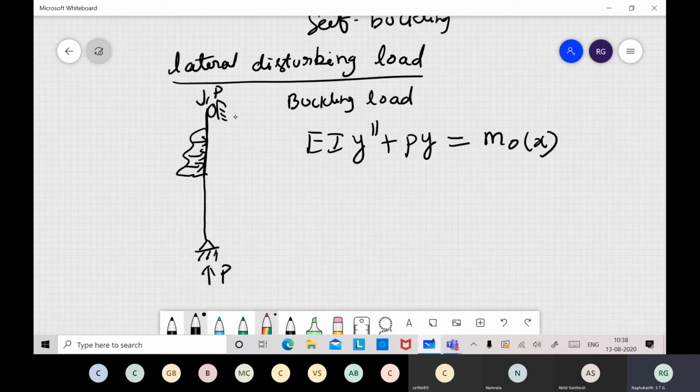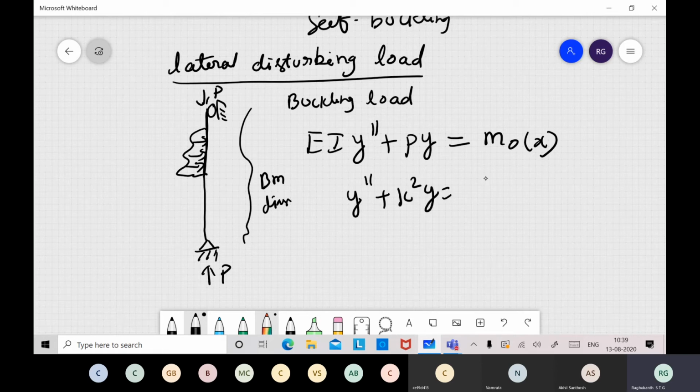This bending moment diagram may be something like this, or a variety of shapes, and they are varying with respect to x itself. So if you write the equation nicely, y double dash plus k square y is equal to M naught x by EI. This is your differential equation.